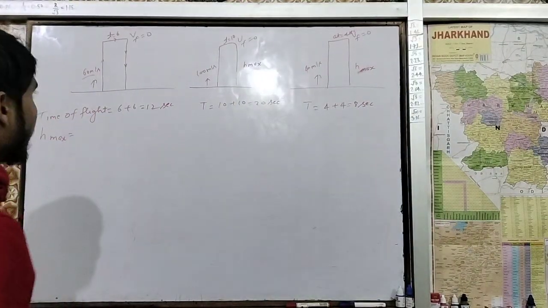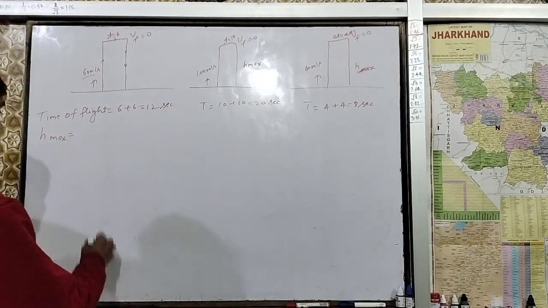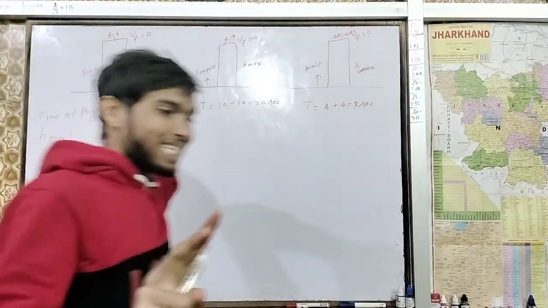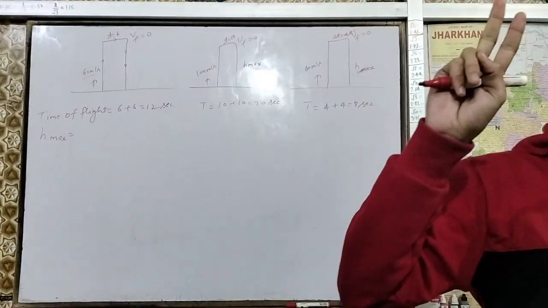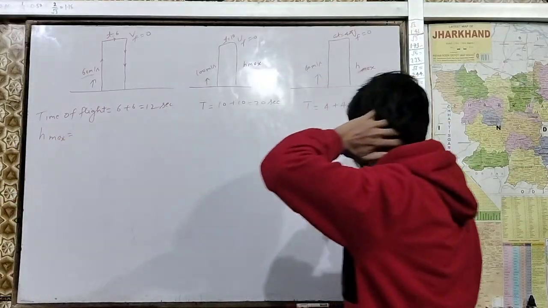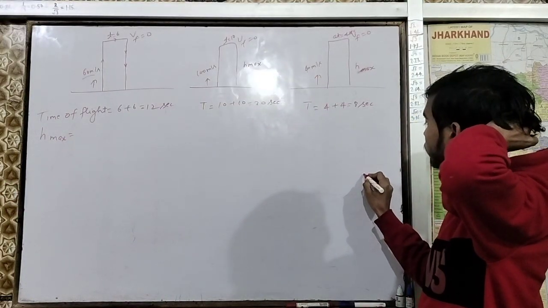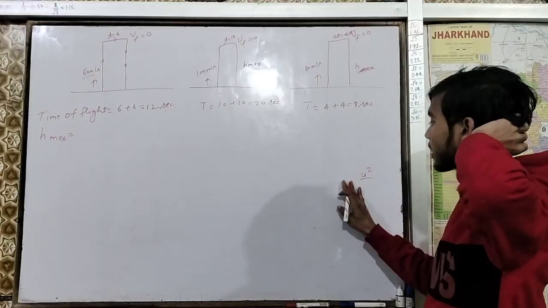Maximum height. As we know, to calculate maximum height we use the second equation, but here I will also use this u square upon 2g like this.